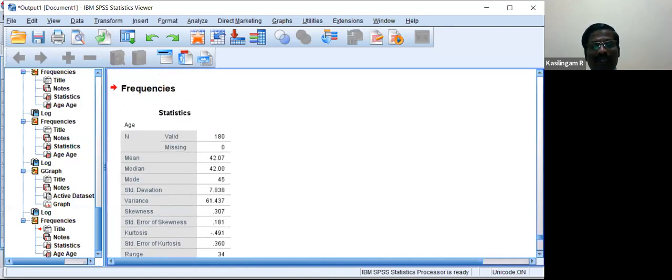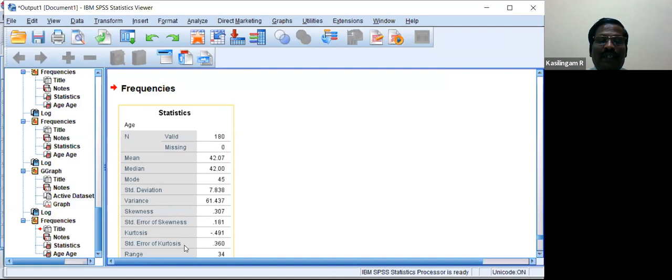Now you need to understand. I have not clicked the standard error of skewness, but it is coming automatically. I have clicked only kurtosis, but it is giving the standard error of kurtosis. Why is it giving this? What is the use of it?